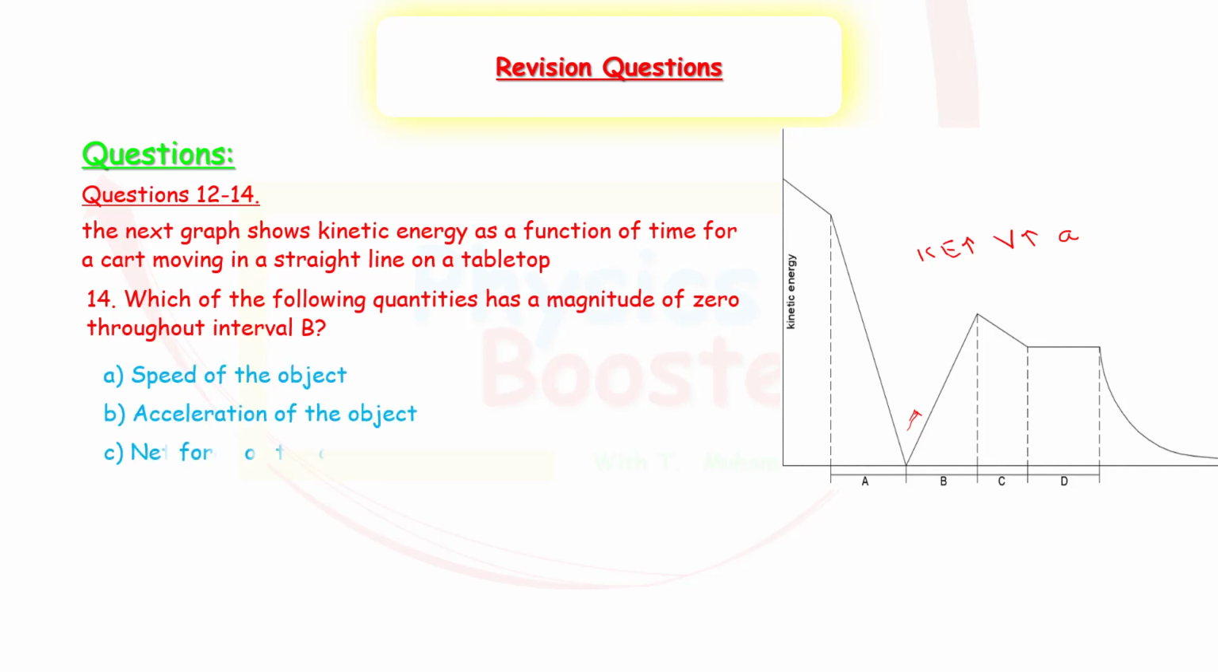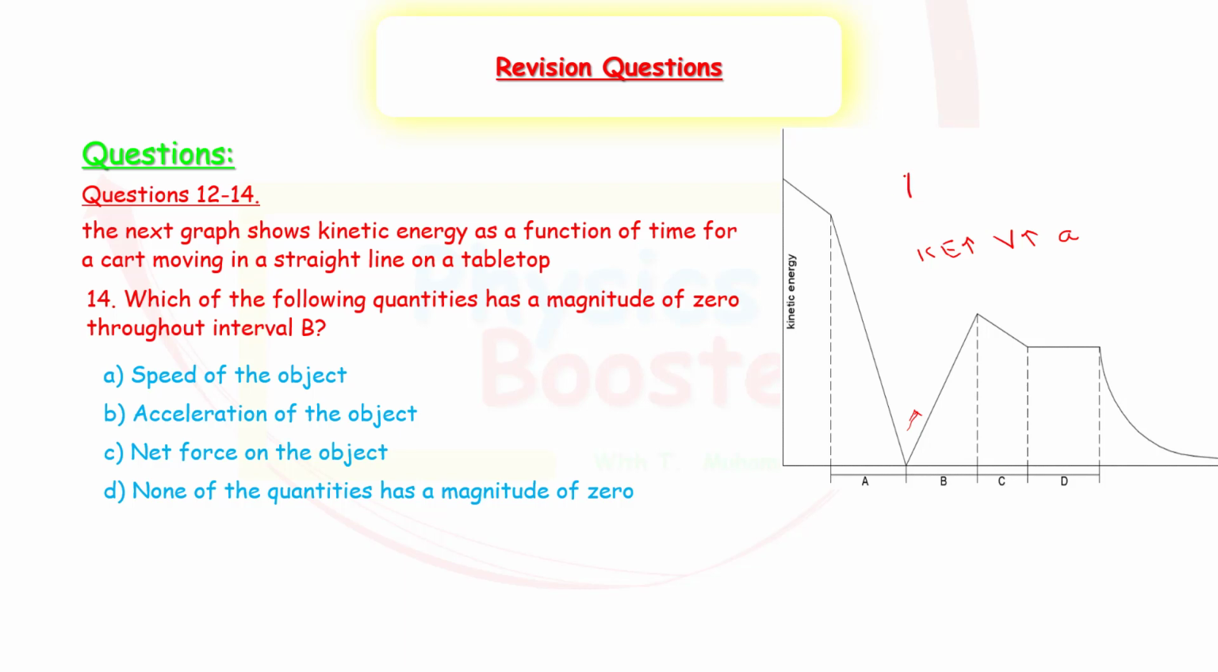Let's see. Is it the speed of the object? No, it's not the speed of the object, because if the speed of the object was 0, the kinetic energy would also be 0. The acceleration of the object, we said, because the object is increasing its speed, because it's increasing its kinetic energy, there must be acceleration. The net force on the object, well, that's also not true, because there wouldn't be any acceleration if there wasn't any force.